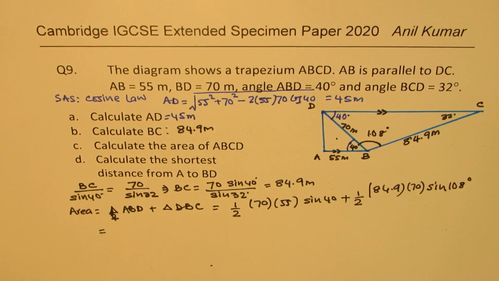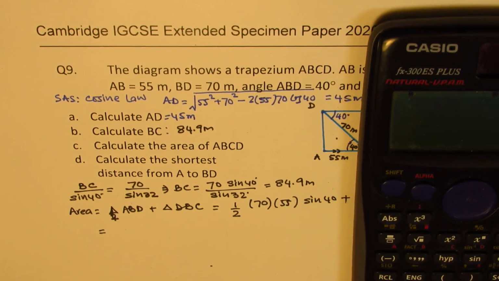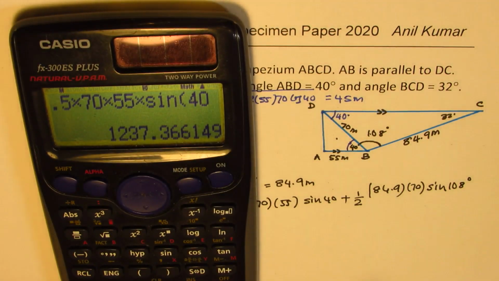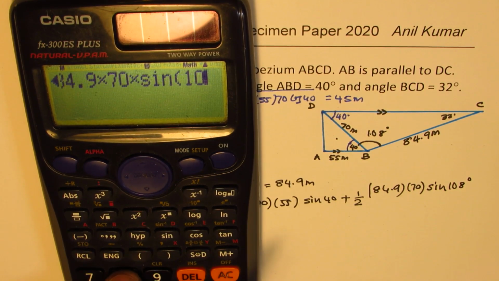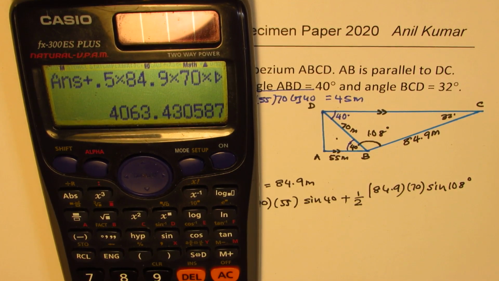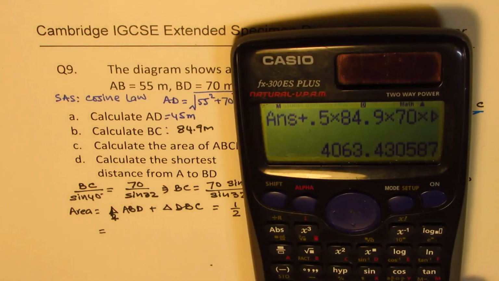So let's calculate this. So it is, let me first do, okay, so 0.5 is half times 70 times 55 times sine of 40, right? So we get a number which is 1237, and then we'll add to this half of all this, right? So which is 0.5 times 84.9 times 70 times sine of 108, right? So that is 4063. So we get a value of 4063.43.